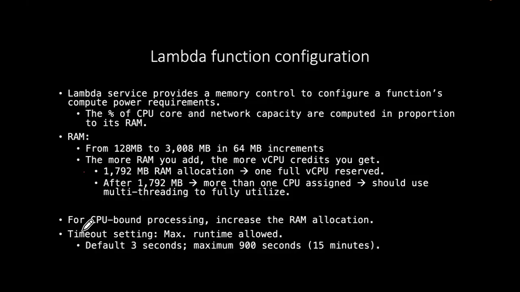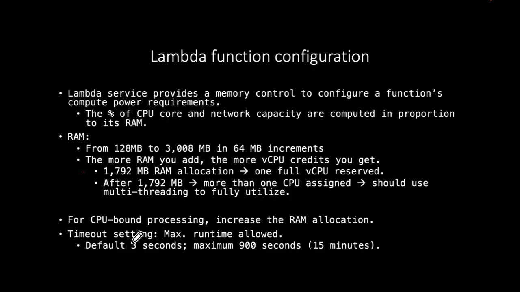So as well as the RAM, you can also configure the timeout period for your function. The timeout indicates how long you expect this function to be executing for. And if it exceeds that, then you're essentially allowing the Lambda service to kill the execution of your function because maybe something has gone wrong in your code. The minimum timeout is, what is it? Three seconds. Okay, 3 seconds is the minimum timeout.